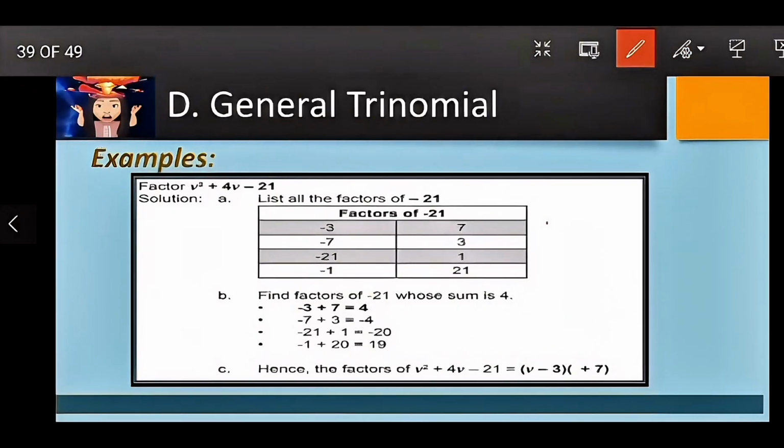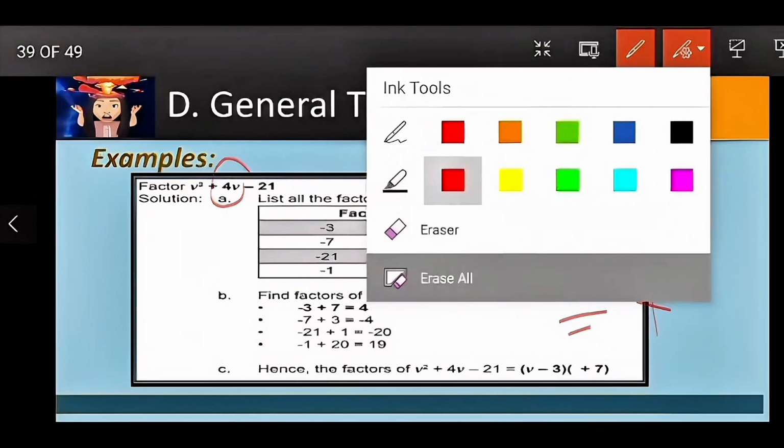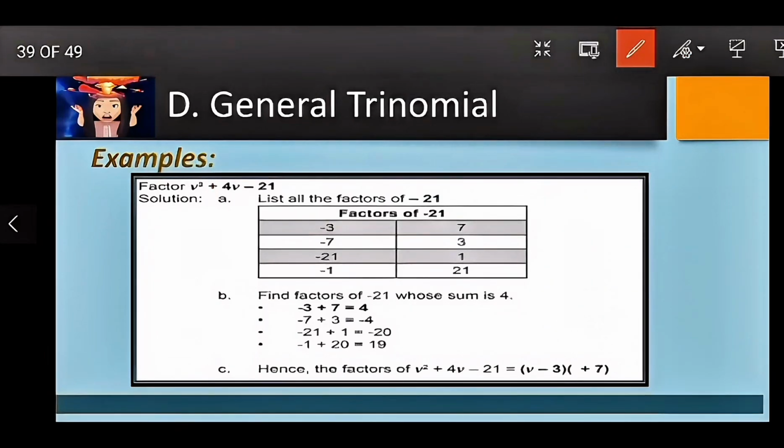So I will do it for you guys. So we will have negative 3 plus 7, since negative 3 plus 7 is equal to 4, which is the second term. Therefore, we're going to use negative 3 and 7. So the factors of v squared plus 4v minus 21 is v minus 3 times v plus 7.